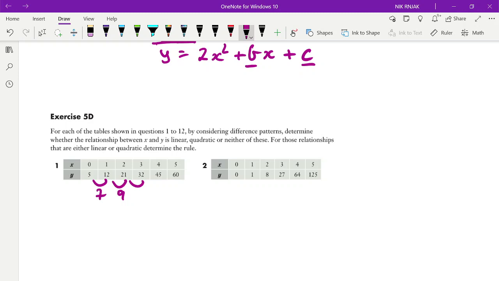So we've got 9 take 7 is 2, 11 take 9 is 2, 13 take 11 is 2, and 15 take 13 is 2. Okay, so this is quadratic. This relationship here is quadratic because the second difference pattern is the same. So now that we have established that it is a quadratic relationship, let's find the equation in the form y equals ax squared plus bx plus c.